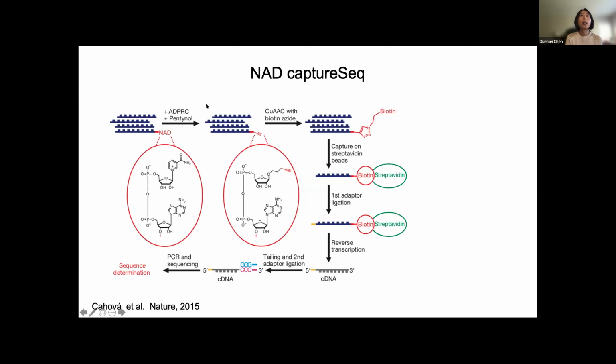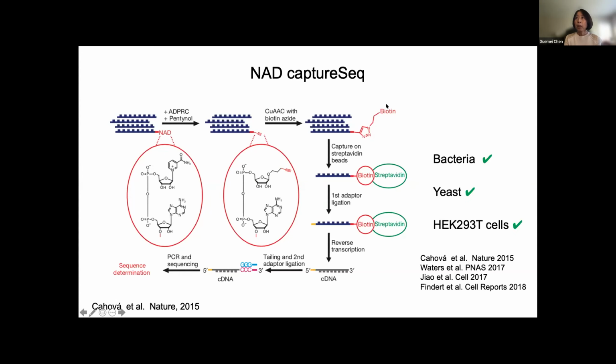The capturing scheme uses these two reactions. The first is an enzymatic reaction using the enzyme ADPRC. This reaction turns NAD RNA into this alkyne RNA. And the second step is a click chemical reaction. So the alkyne RNA reacts with biotin azide to result in biotin RNA. Using NAD captureSeq, it was found that bacteria, yeast, and human cells have NAD RNAs. And using a similar approach, my lab and Brian Gregory's lab showed that Arabidopsis plants also have NAD RNA.